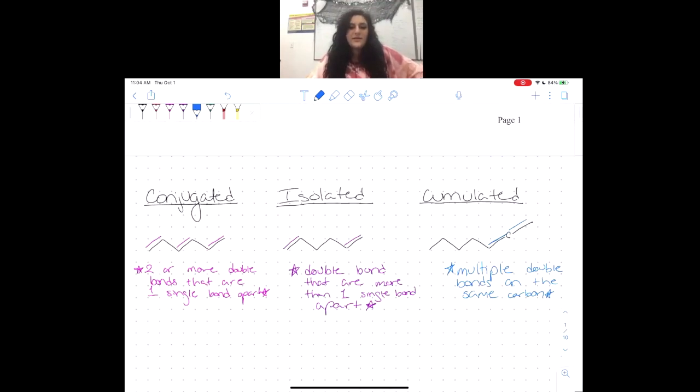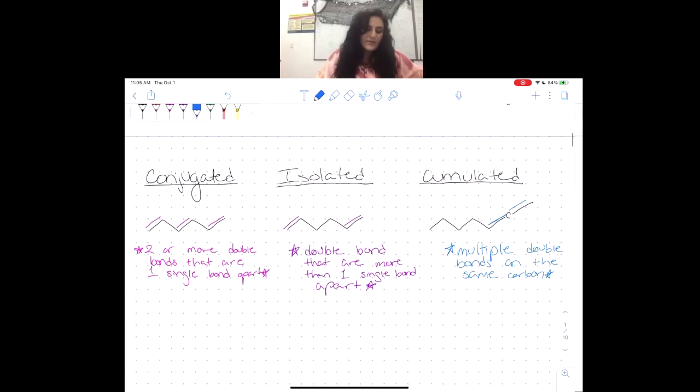So in summary, we can say conjugated is when we have double bonds that are one bond length apart. Isolated is just any double bonds that are more than one bond length apart, and cumulated means that they are on the same carbon. If we think about this logically, we can figure out what the order of stability would be. So I'm going to draw the order of stability in red.